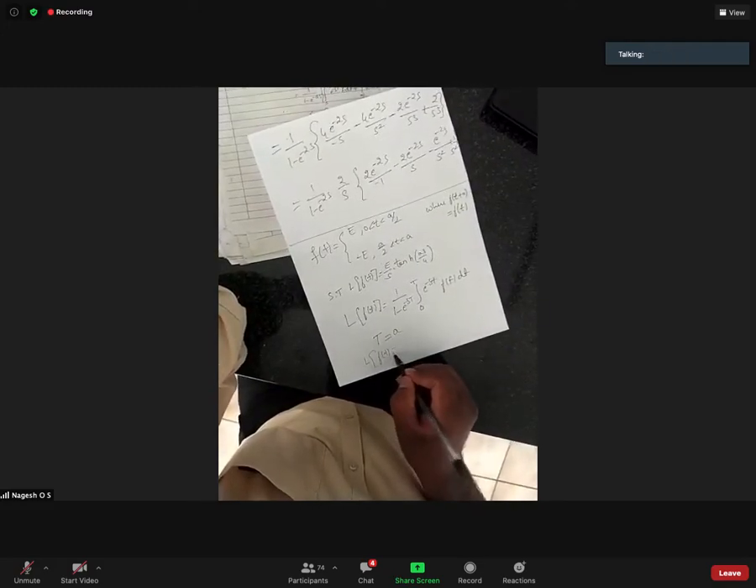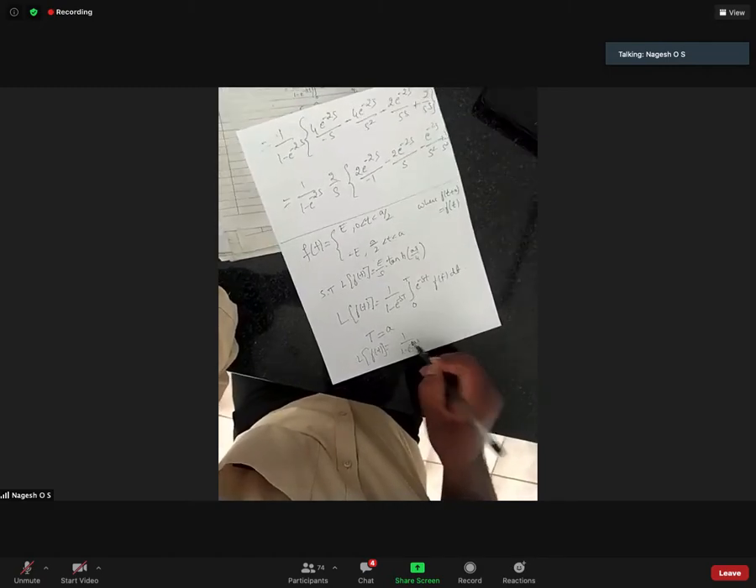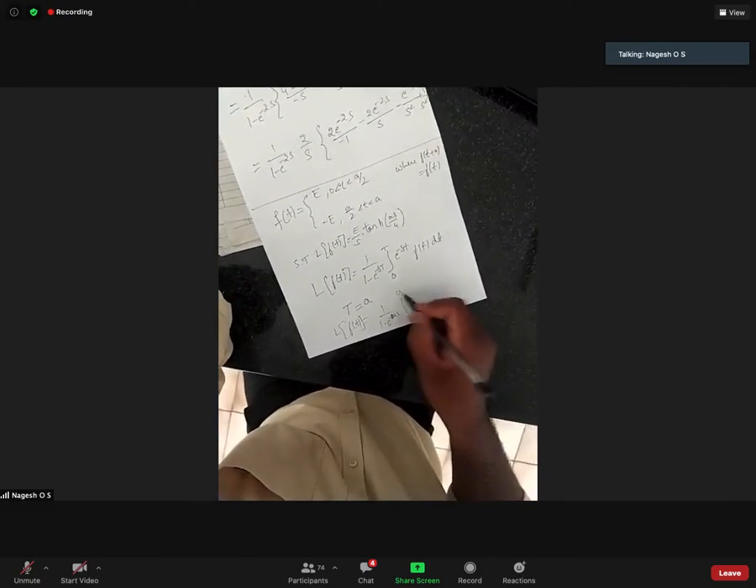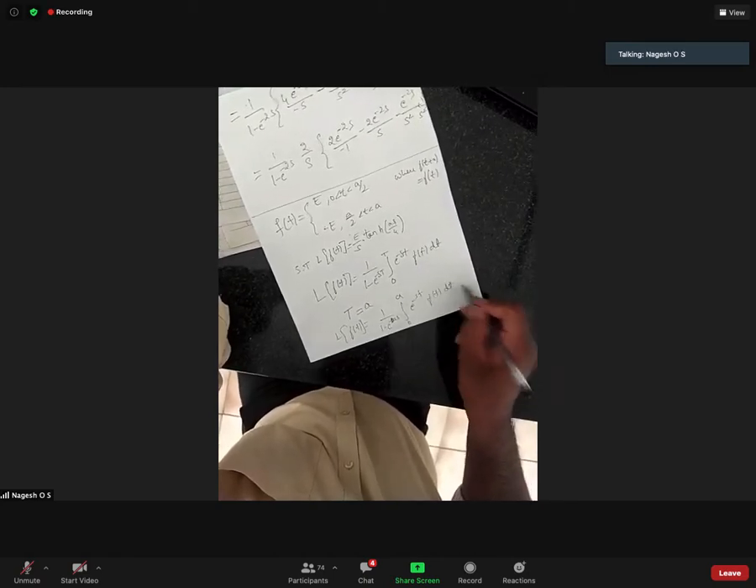L of f of t equal to 1 by 1 minus e power minus as, integral 0 to a of e power minus st f of t dt.